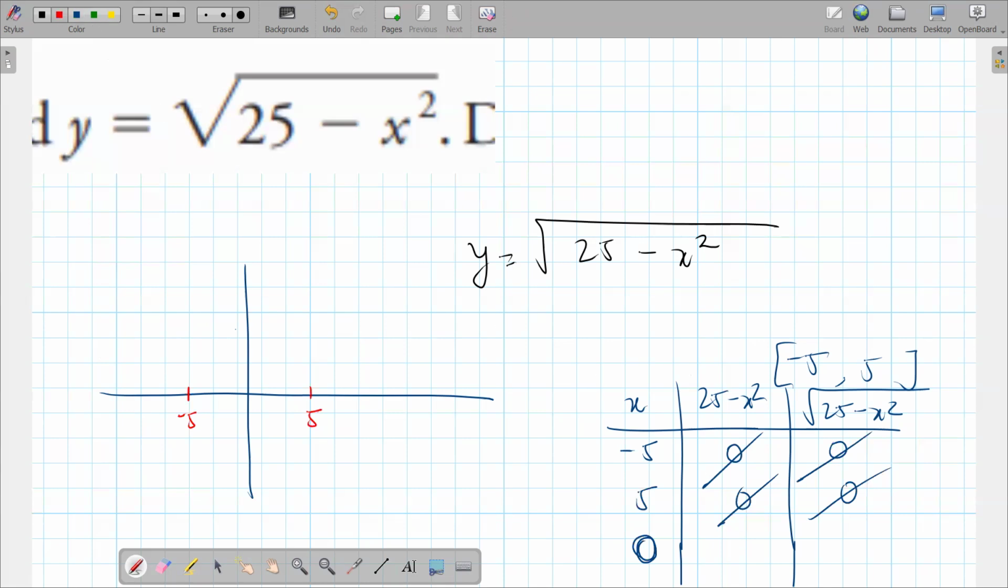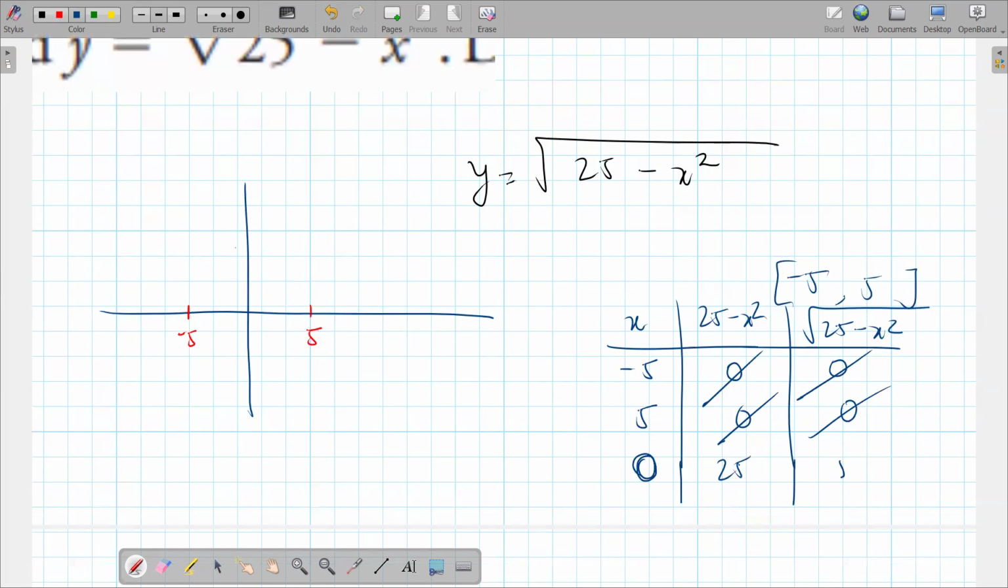It's not as difficult as you think it is. So this is our first equation. I'm plugging x as 0. So what do I get? 25. And if I square root it, what do I get? 5. So when the x value is 0, the y value is +5.